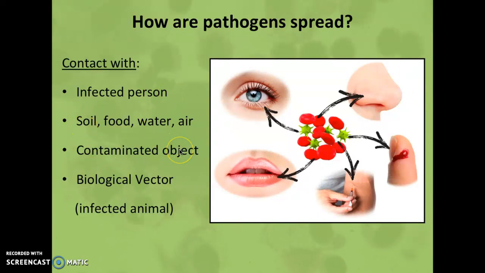Contaminated object, so that could be something like a needle, for example. It could be a doorknob that someone who had the flu, use that example again, has sneezed in their hand and then they touch the doorknob and then you touch the doorknob, then you are going to end up getting those viruses onto your hand. And biological vector, which is an infected animal other than a person that is going to be able to transmit a disease. So through the bite of a tick or the bite of a mosquito, for example.